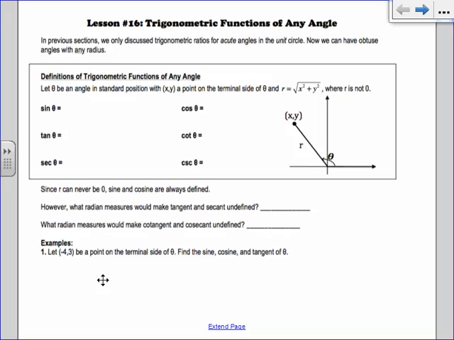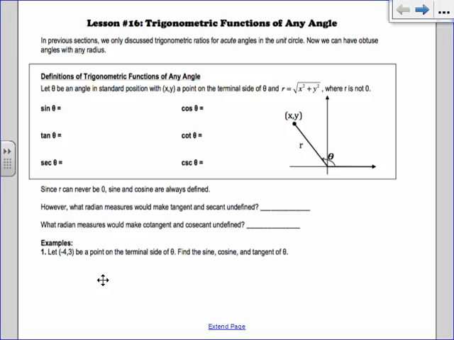Okay, so you've already done a lot of things with the unit circle. You're pretty familiar with it from not only last semester, but also Algebra 2. And so in the unit circle, we always had a radius of length 1. But now we're going to have a radius of any length. It doesn't have to be length 1. Okay, so we're going to talk about definitions of trigonometric functions of any angle.